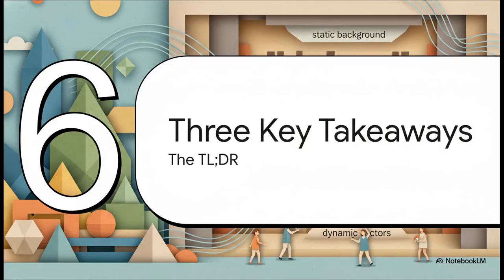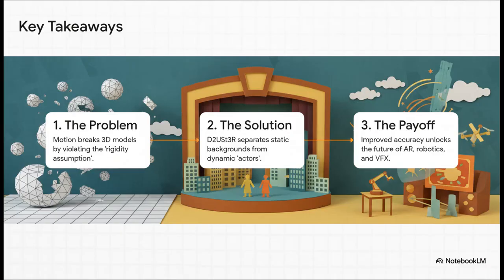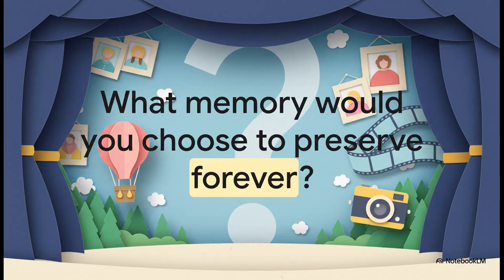So after all of that, what are the most important things to remember from this incredible paper? Let's just boil it all down into 3 key takeaways. First, the big problem. Traditional 3D models totally fail when things move, because they assume the whole world is a single rigid block. Second, the clever solution. DUSt3R ditches that idea and treats scenes like a stage play, separating the static background from the moving actors. And third, the big payoff. This simple change in perspective massively improves accuracy, unlocking a future with hyper-realistic AR, way smarter robots, and some mind-blowing new visual effects. Ultimately, this technology is about more than just data and pixels. It's about capturing life as it actually happens, motion and all.